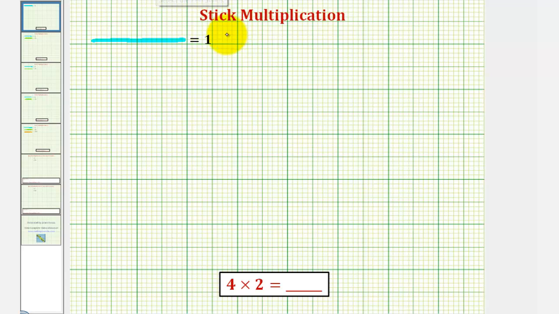Welcome to a lesson on stick multiplication, which I've also seen called Mayan multiplication or Japanese multiplication. It's a nice way to model multiplication using the intersection of sticks.